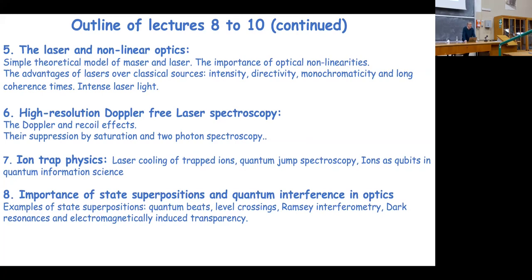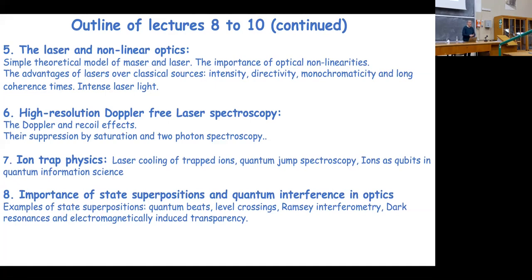And I will say a few words about extreme light, very intense light sources, and the experiments they allow us to do, which were absolutely impossible to do with classical light. Then I will talk about high resolution spectroscopy. I will explain how you can suppress the Doppler effect, which is the big enemy of spectroscopy. The Doppler effect is broadening the absorption and emission lines of atoms.